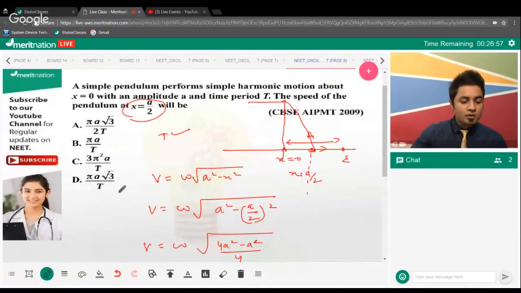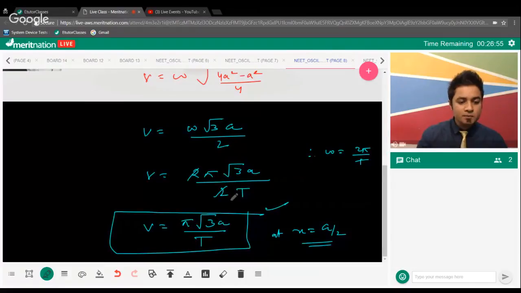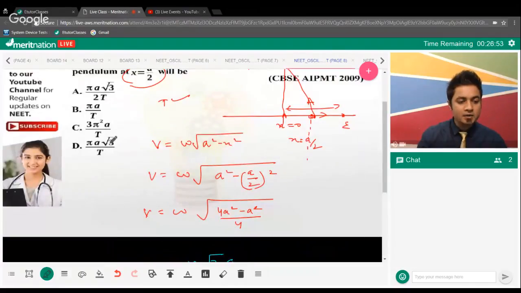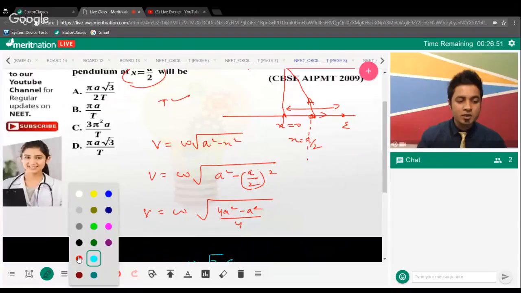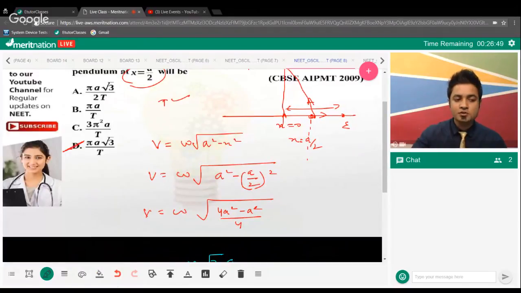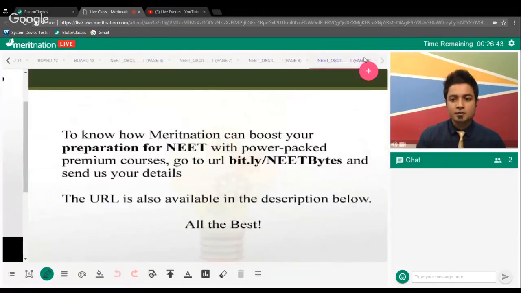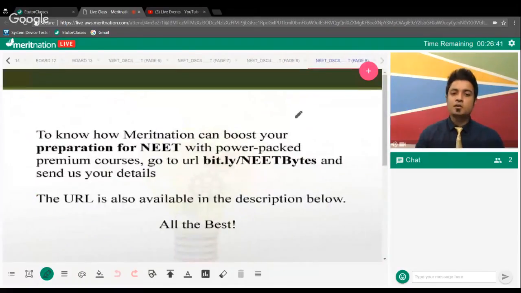Okay, so which option should be the correct one? Pi root 3a upon T. So D is looking very great out of all these options, so we need to just pick this one. Okay, fine.